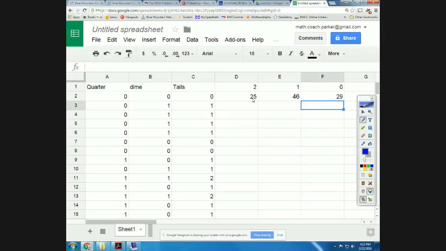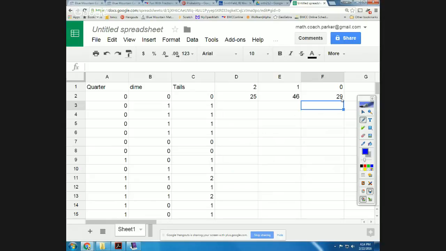And so if I add those 3 numbers up, that should add up to 100, does it? Does that make sense what I'm doing here? So the computer found that 25 out of 100 times there were 2 tails, 46 out of 100 times there was 1 tail, and 29 out of 100 times there were no tails.